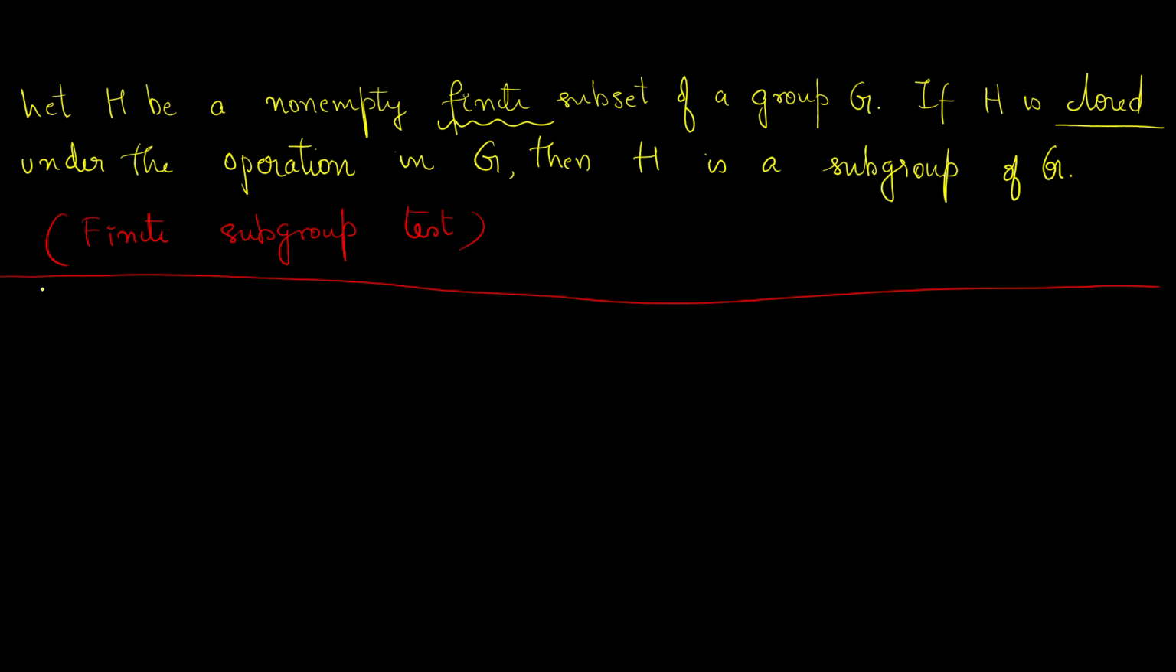All right, so let G comma dot be a group, where dot is the operation in the group G. This could be finite, this could be infinite. We have no restrictions on G. Now we are given that H is closed under dot.